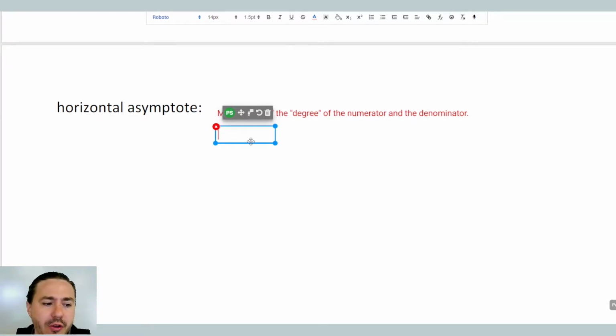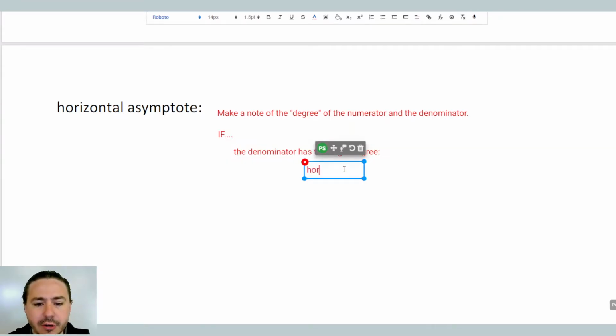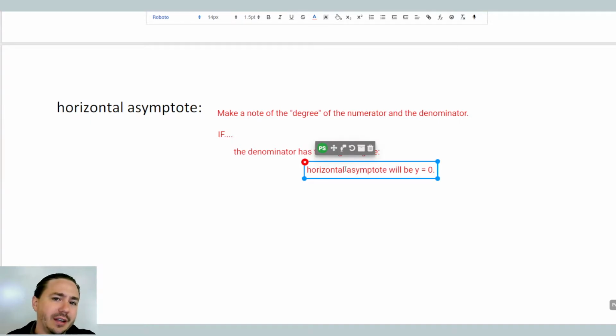So when you're comparing two numbers, there are three different options that could potentially happen. Either the numerator is going to have a larger degree, or the denominator will have a larger degree, or they'll be the same. So let's start with the simplest case, and that is when the denominator has the larger degree. If the denominator has the larger degree, then the horizontal asymptote will be y equals 0. In other words, it will just be the x-axis. So it'll just be flat. Obviously, it's going to be horizontal. We're talking about horizontal asymptotes, but it'll just be y equals 0.